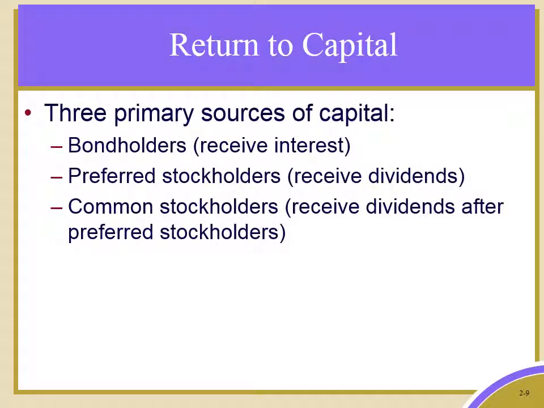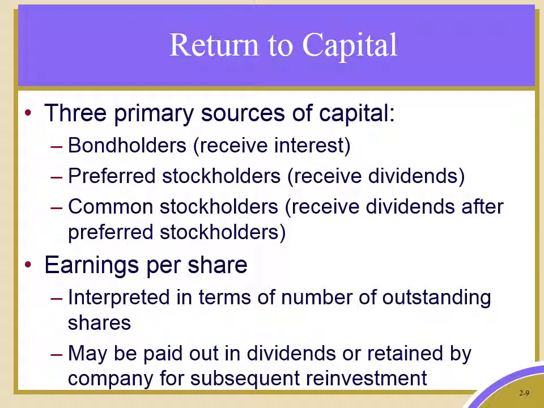Return to capital. The three primary sources of capital that a company uses in order to raise capital for itself. Bondholders, as in the company will issue bonds, which is debt that the company is sending out to have people purchase, and the company will pay payments to that person for giving them money up front. Preferred stockholders are stockholders that receive dividend payments. Common stockholders also could receive dividend payments, but it's after preferred stockholders do.